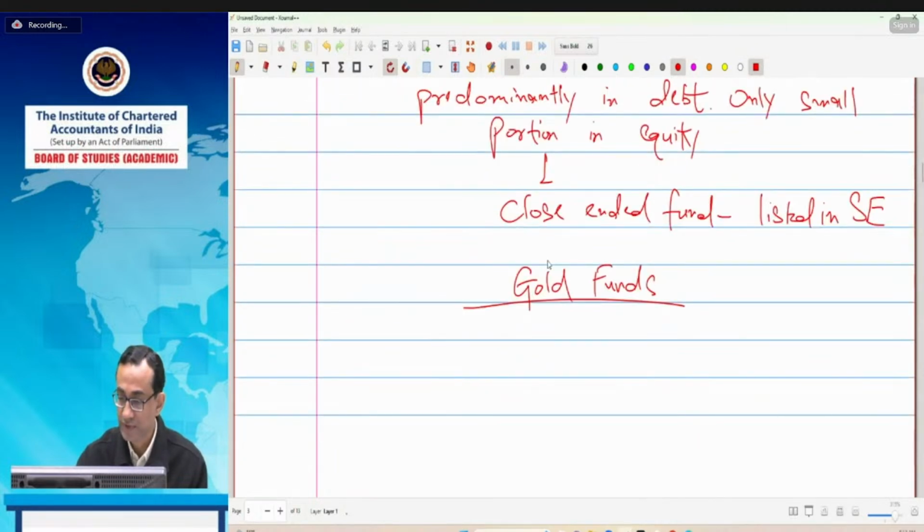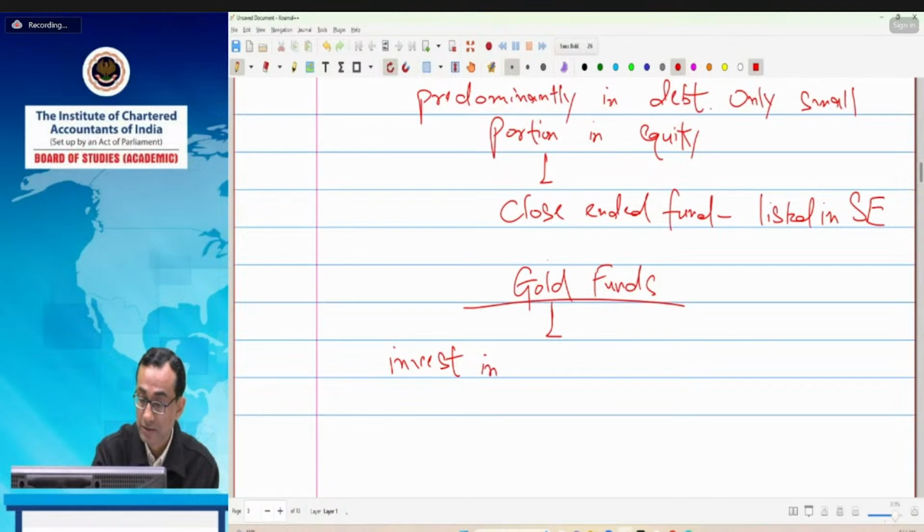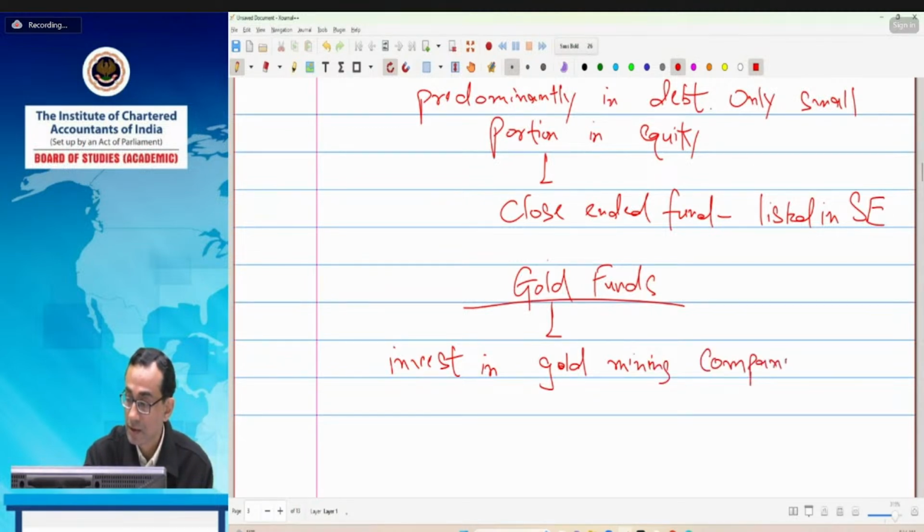So gold funds basically do not invest in physical goods. They predominantly invest in gold mining companies, and whatever return is generated is passed on to the investors.